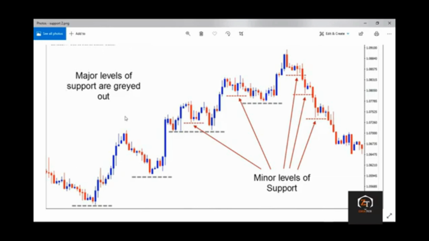But basically, we are looking towards the major support when trading forex. The minor support helps you to know if the market is going to move further, or is trying to range a little before it shifts. So this is basically a support level.